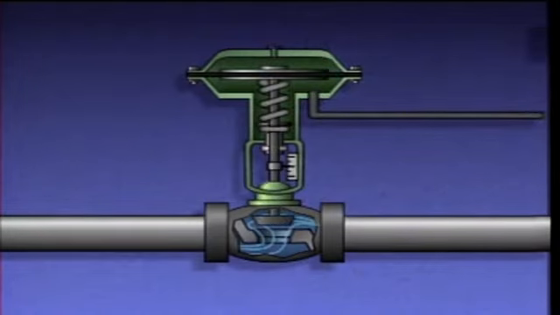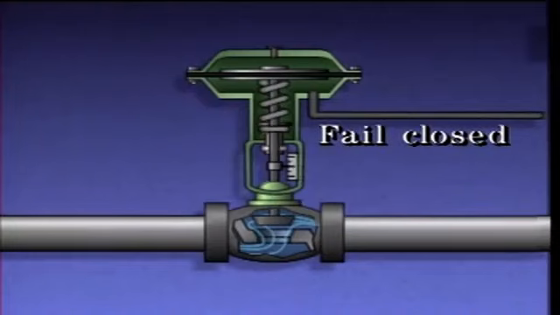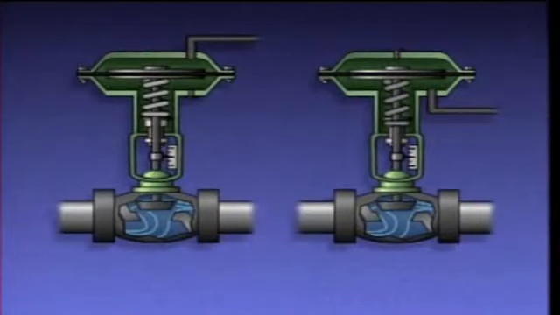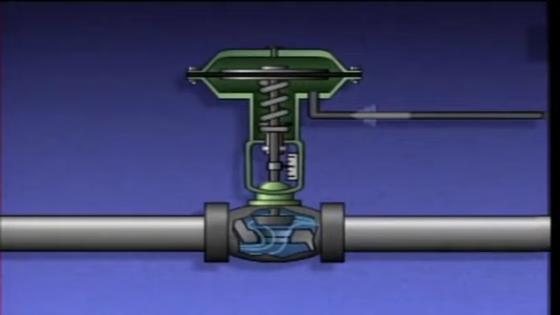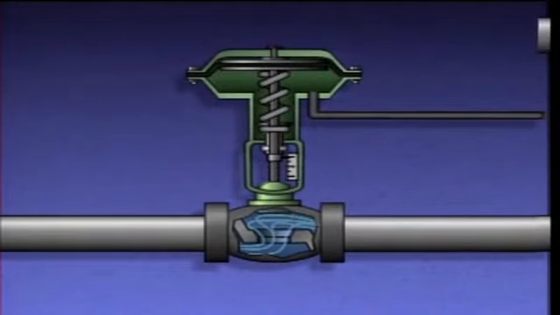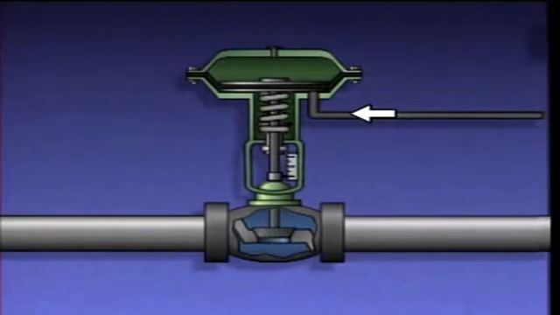A single-acting diaphragm actuator that's designed to close a valve or fail closed when air pressure is lost looks like this. As you can see, it's very similar to the actuator we just looked at. During operation, air pressure is fed into the lower chamber. This causes the diaphragm to lift, which expands the spring, raises the stem, and opens the valve. When air pressure is reduced, the spring pulls the diaphragm and the stem downward, closing the valve.